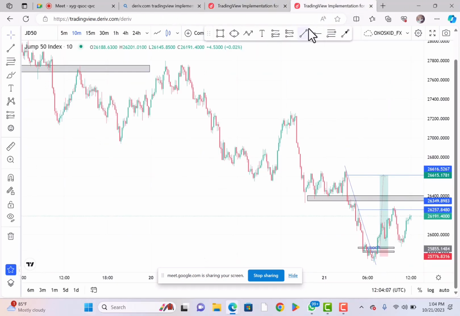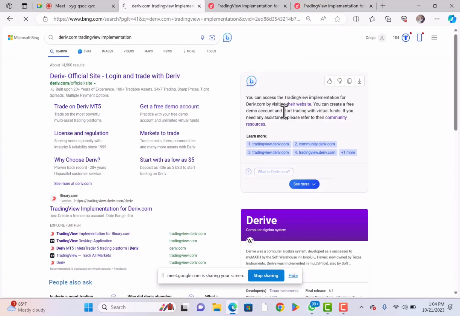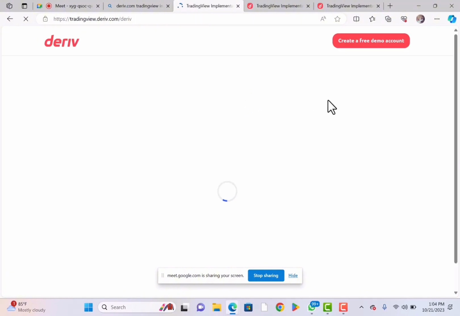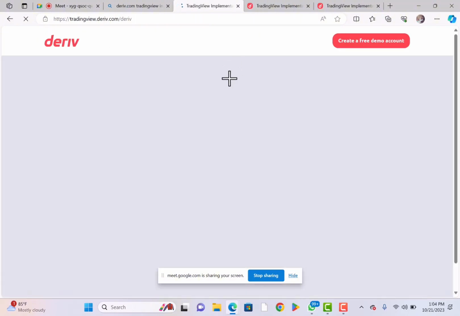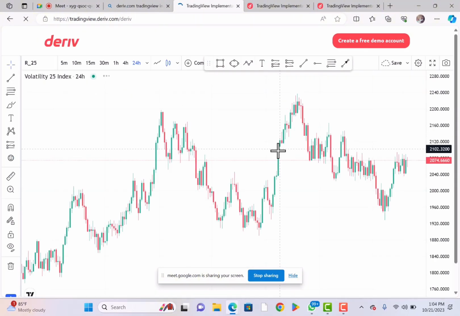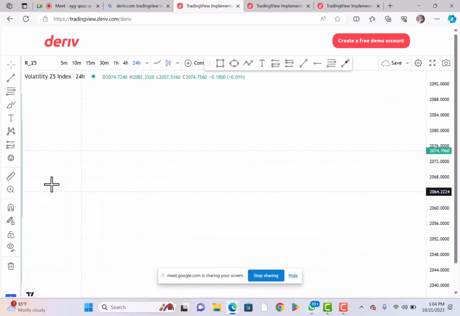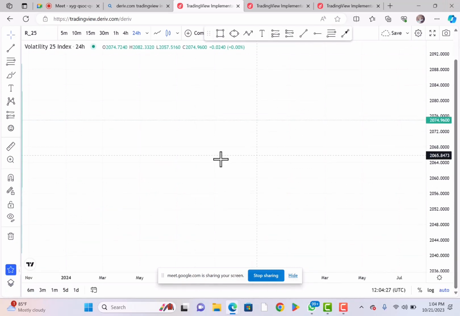So let me open a new tab. Now we are going to properly look at candlestick. Like I said, candlesticks are the language of the market.